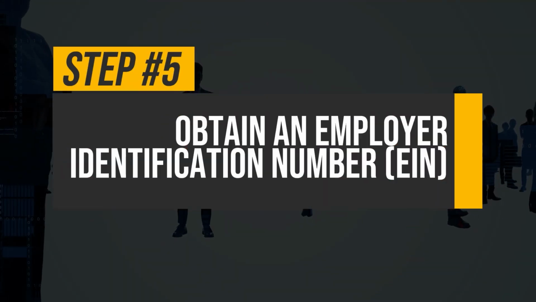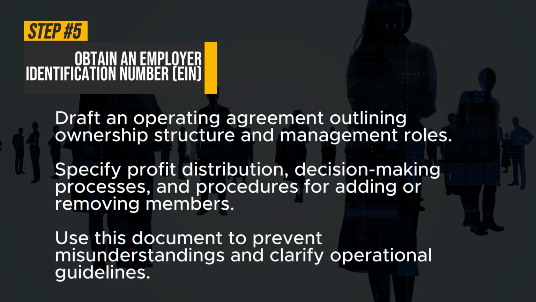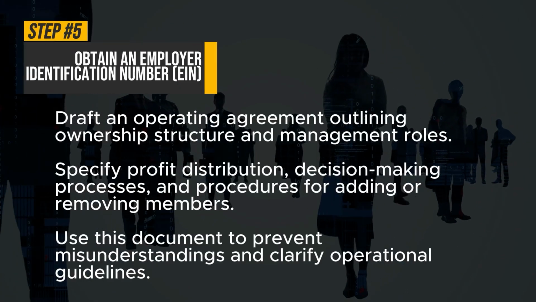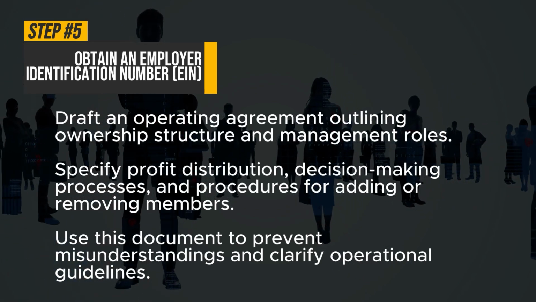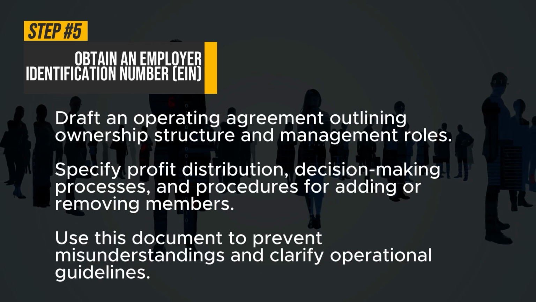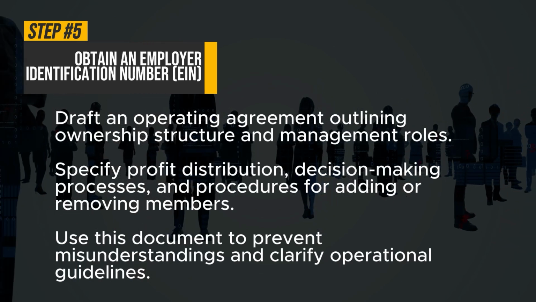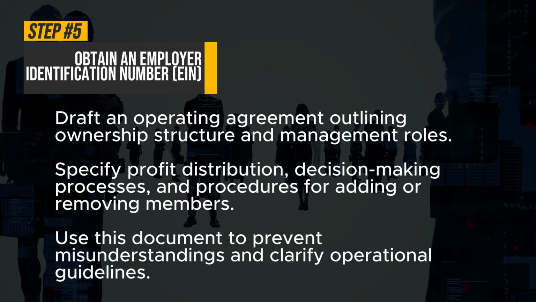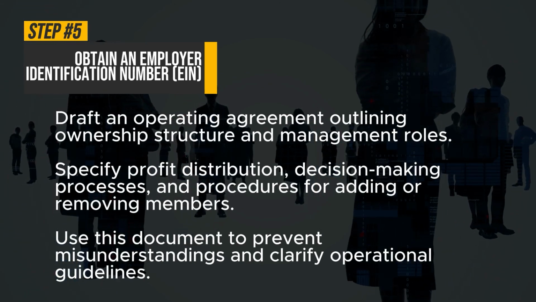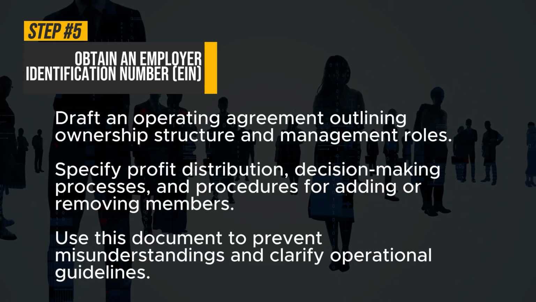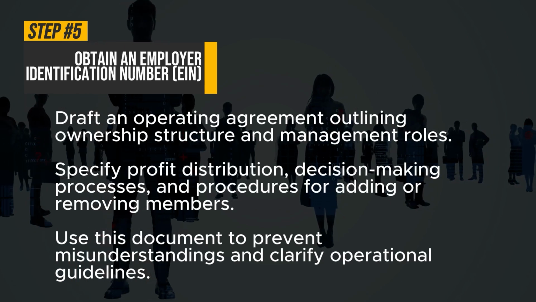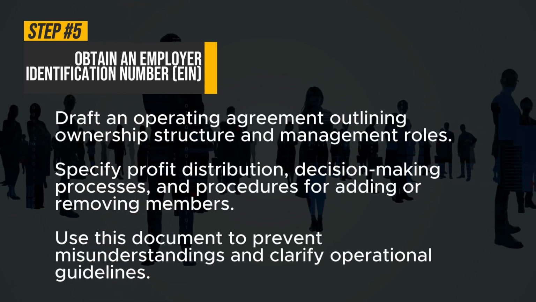Obtain an Employer Identification Number, or EIN. The next step involves obtaining an Employer Identification Number from the Internal Revenue Service. An EIN is essential for tax purposes and is required if you plan to hire employees or open a business bank account. The application process is straightforward and can be completed online through the IRS website at no cost. Having an EIN not only facilitates tax reporting, but also helps separate your personal finances from your business finances, which is crucial for maintaining liability protection.